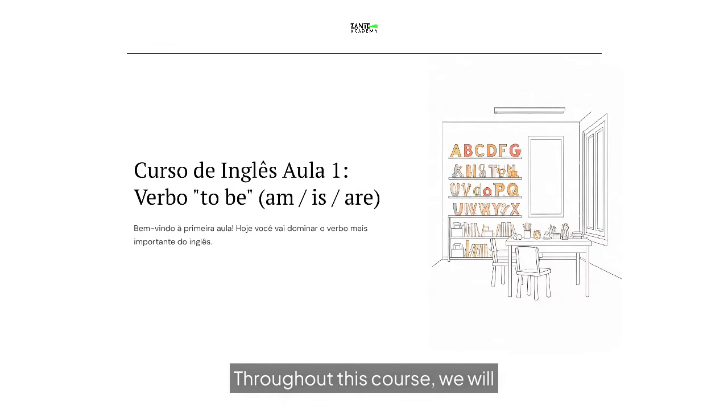Throughout this course, we will explore various aspects of the verb to be, including its forms, how to use it in sentences, and common mistakes to avoid. By the end of this course, you will master how to use am, is, and are confidently in your conversations. Imagine being able to introduce yourself, describe your feelings, or talk about others with ease.